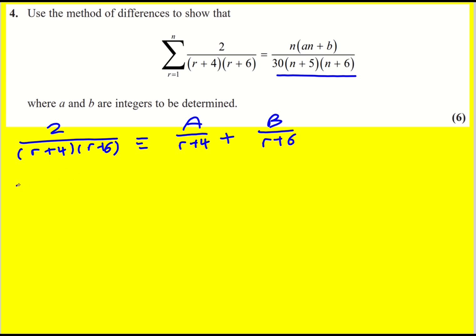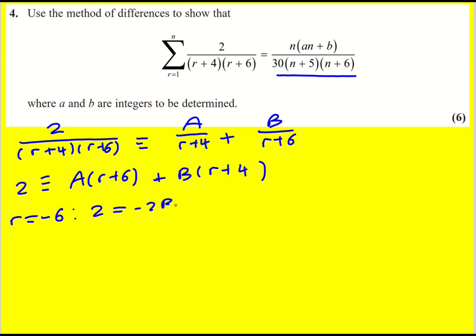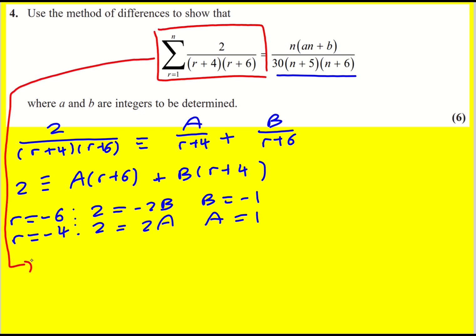Multiply through by (r plus 4)(r plus 6). We're going to get 2 is identical to a(r plus 6) plus b(r plus 4). Let r equal minus 6, then 2 will equal minus 2b, so b is going to be minus 1. Let r equal minus 4, then 2 will equal 2a, so a will equal 1. So our summation is then going to equal the sum from r equals 1 to n of 1 over (r plus 4) minus 1 over (r plus 6).